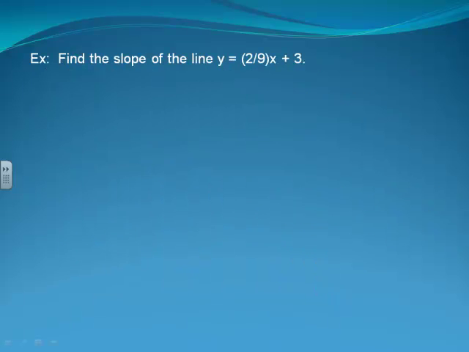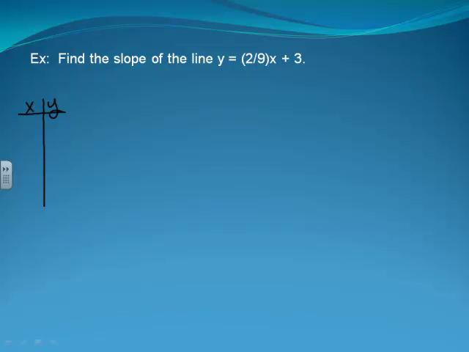All right, let's do this example. Find the slope of the line y equals 2/9 times x plus 3. Now again, in order to find the slope, you don't have to graph it. What we're going to do is get 2 points on that line from that equation and then plug it into our slope formula. So I'm going to make a table to keep track of my points. I need 2 of them.